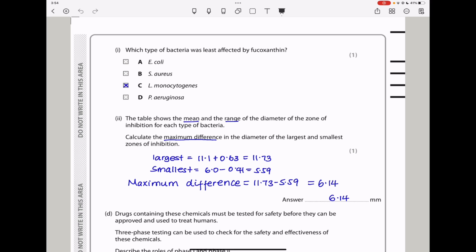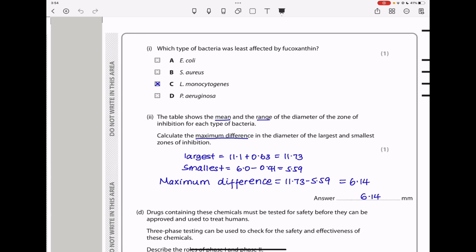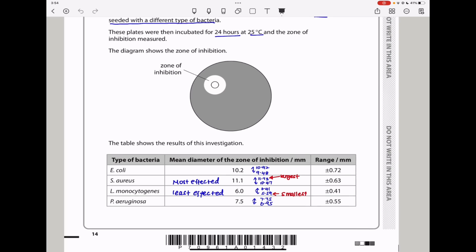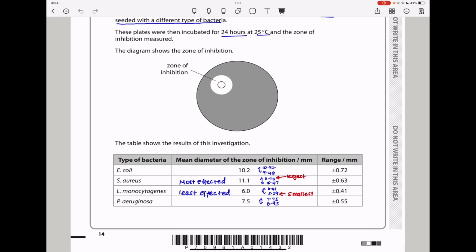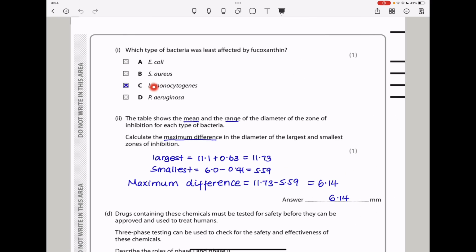Here they say which type of bacteria was least affected by phacoxanthin. If we go back here, the diameter was 11.1, so this is going to be the most affected, and that is the least affected, which has 6.0. So here, the answer should be C.